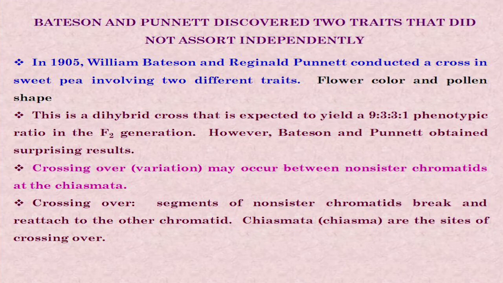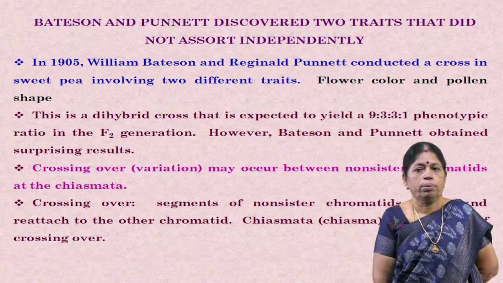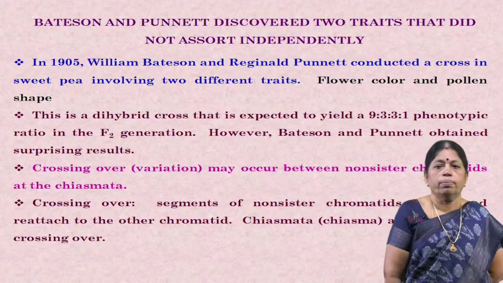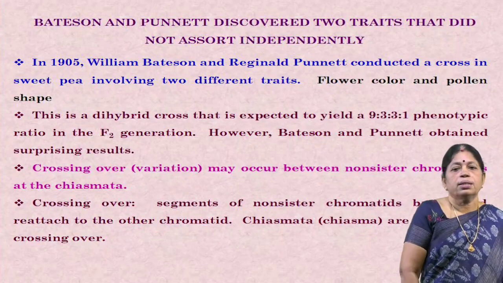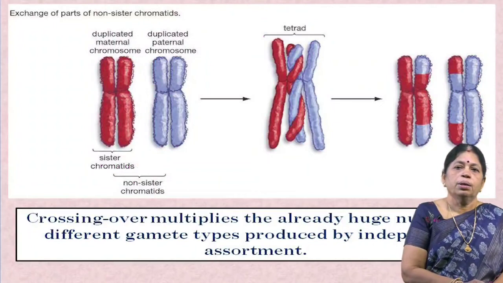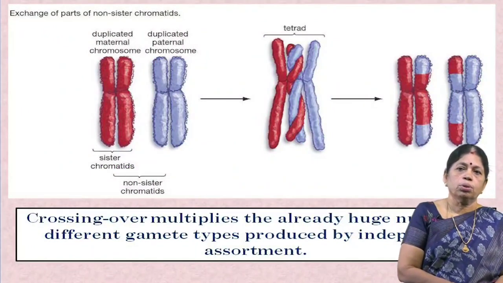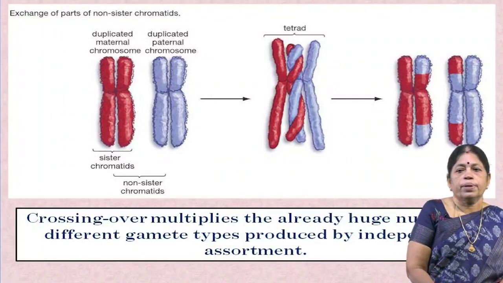So crossing over, that is the variation, may occur between non-sister chromatids at the chiasmata. The segment of a non-sister chromatid may break and reattach to another chromatid, and the chiasmata are the sites of crossing over. This is the particular place where the two non-sister chromatids of the homologous chromosomes touch and make a cross, that is the chiasmata.